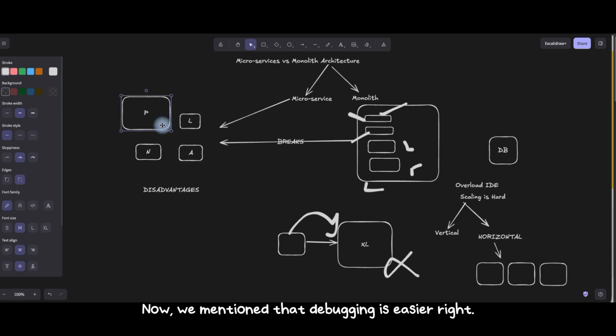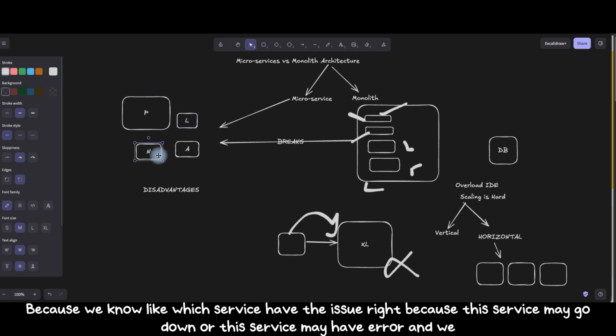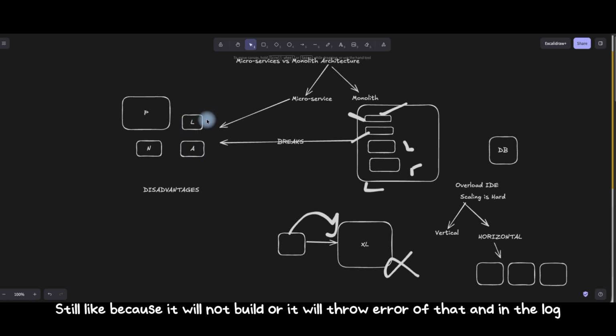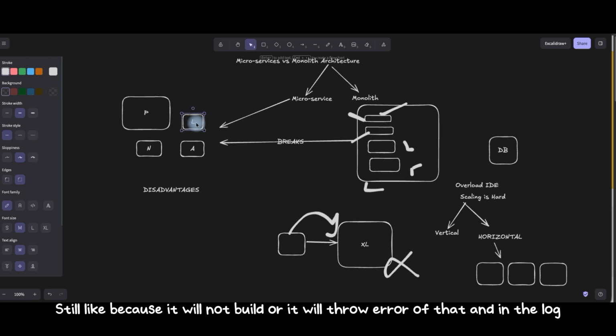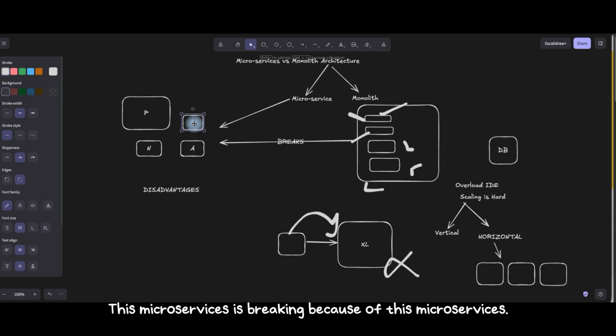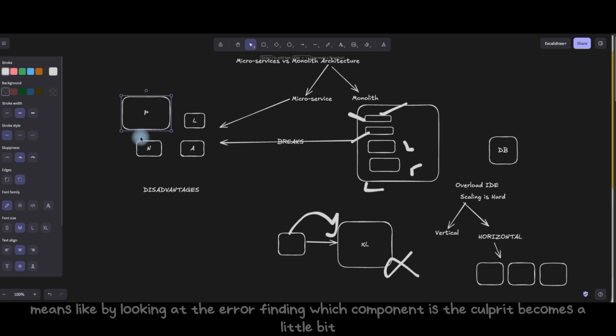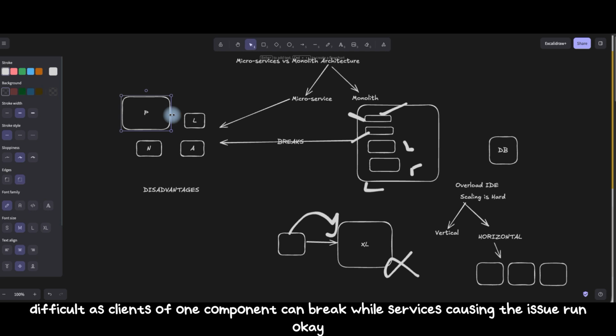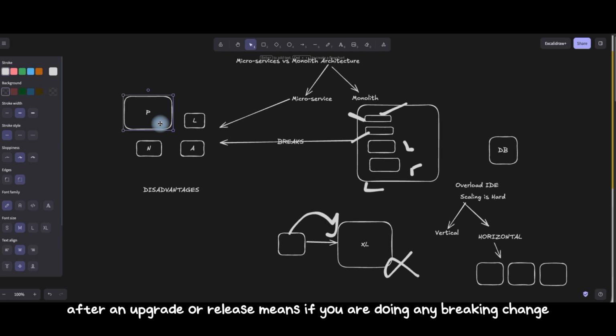Now we mentioned that debugging is easier, right? Because we know which service has the issue. This service may go down or this service may have an error, and we still know, because it will not build or it will throw an error in the log. But there is also a possibility that this microservice is breaking because of this other microservice. By looking at the error, finding which component is the culprit becomes a little bit difficult, as clients of one component can break while the service causing the issue runs okay after an upgrade or release.